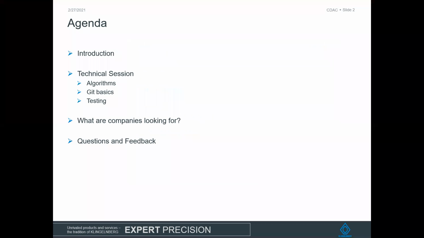If time permits, I'd like to talk a bit about Git. I'm guessing there's a course on Git basics for the CDAC. Am I correct?